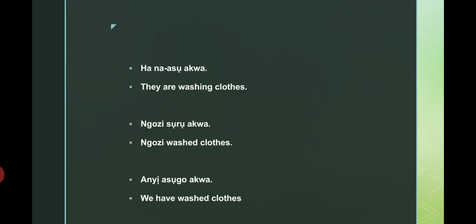Ha na-asụ akwa. Ha is a pronoun. You just add it at the beginning of the sentence. It means they are washing clothes. Ngozi sụrụ akwa. Ngozi is a name. You say Ngozi washed clothes. Anyị asụgo akwa means we have washed clothes.